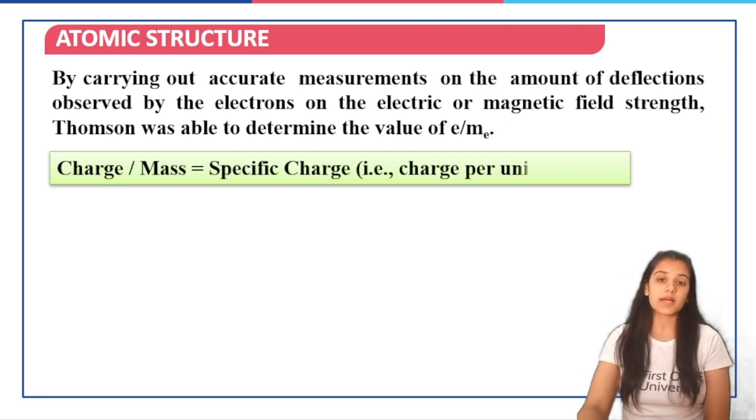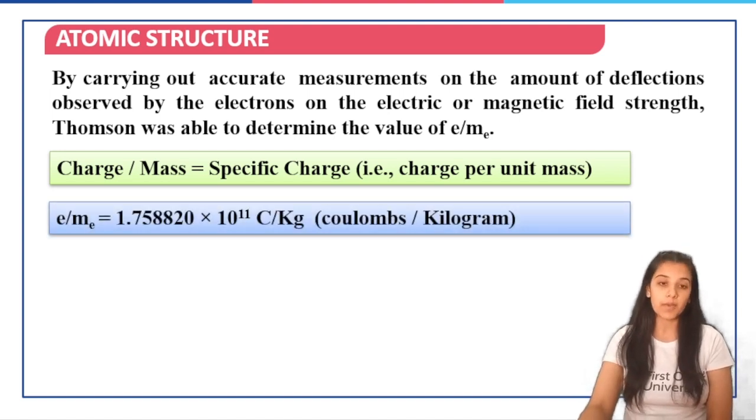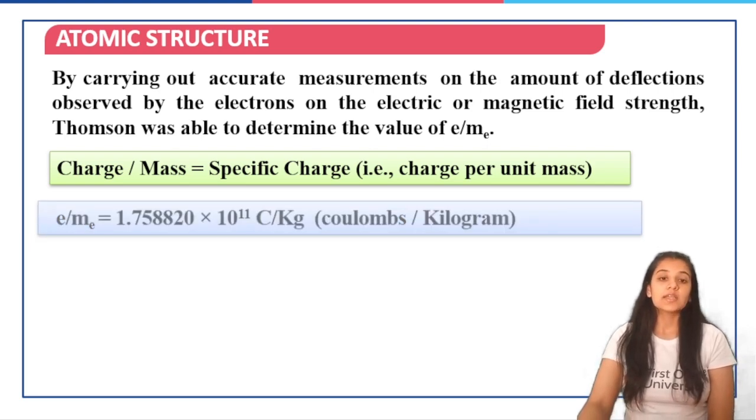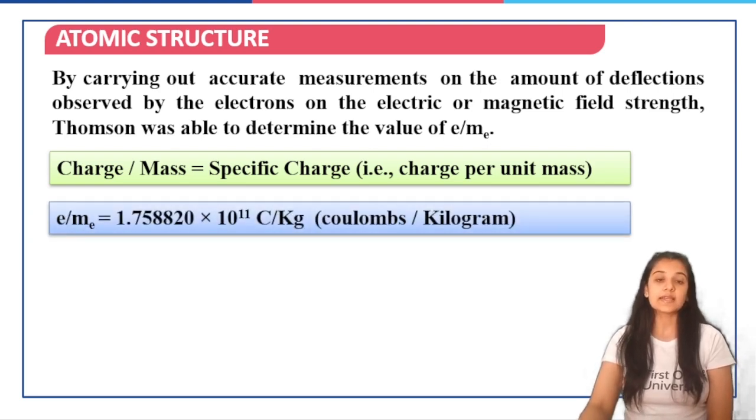So charge by mass is basically specific charge, that is, charge per unit mass. We know the value of the charge to mass ratio is 1.75 into 10 raised to power 11 coulombs per kg. Remember, this is an important value.